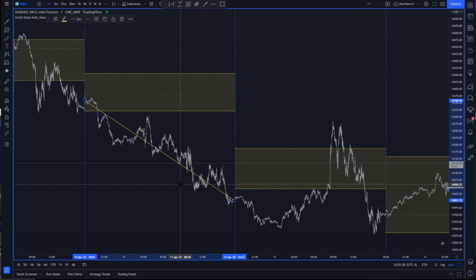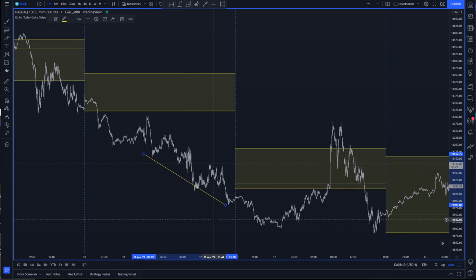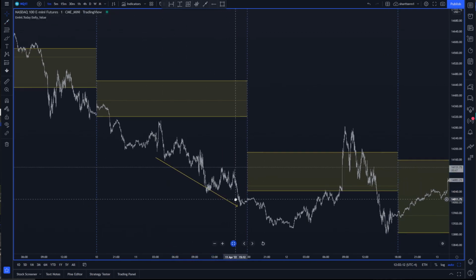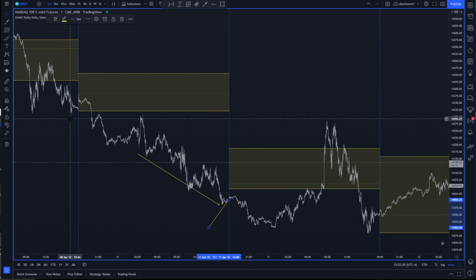The other piece of information that I want to know is, again, where the close was in relation to this value area. So one thing, we have a down day, and two, the close is below value. What that means is, in this case, I want to look for shorts.